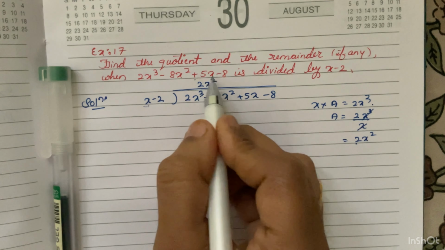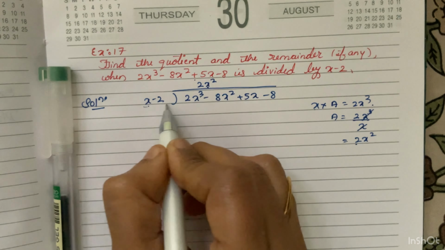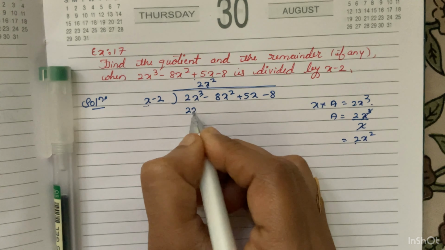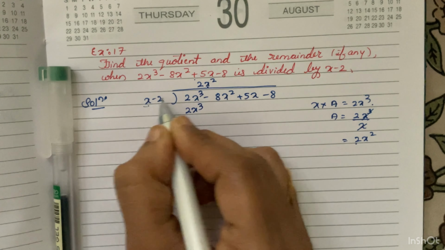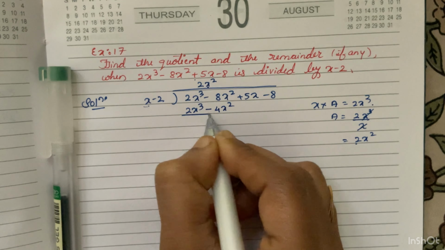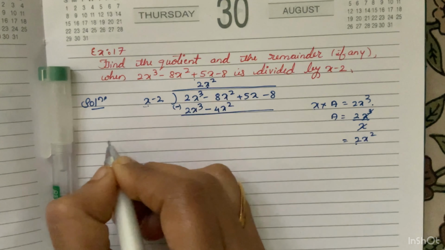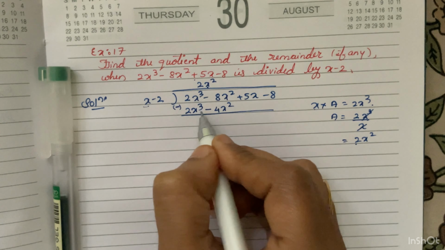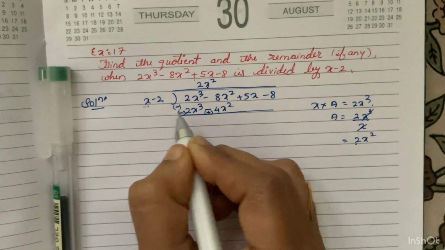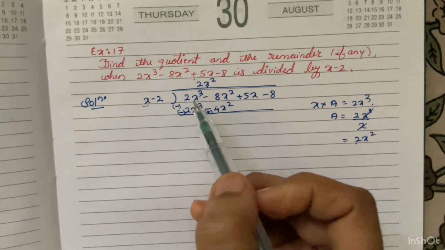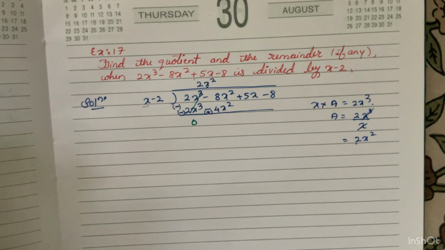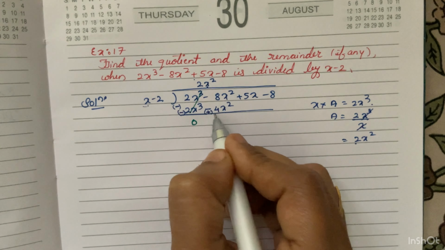Now let's start doing multiplication, this one term with both terms. 2x square into x, I'll have 2x cube. Minus 2 times 2x square, that is minus 4x square. Now we need to do subtraction. Whenever you are doing subtraction, the second polynomial's signs get changed. Here it becomes plus and here it becomes minus. Now plus 2x cube minus 2x cube get cancelled. So what is left is the remainder, that is 0 here.